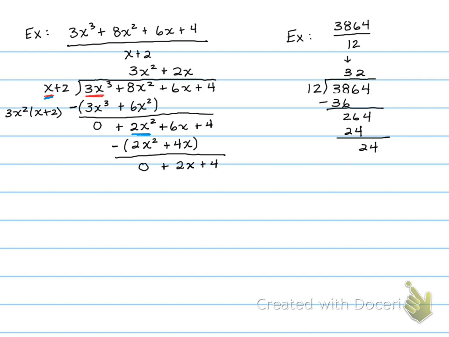And then we're going to repeat the process again. Are you guys seeing how it's the same problem? How do you get the 4x again? So I did 2x times x, and then 2x times 2. So I'm distributing that 2x to both terms in my divisor. So we did 2x times x plus 2.